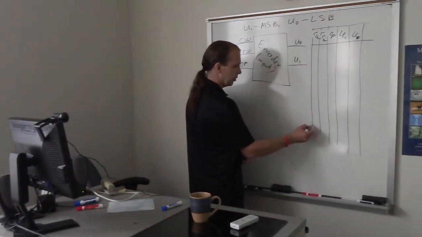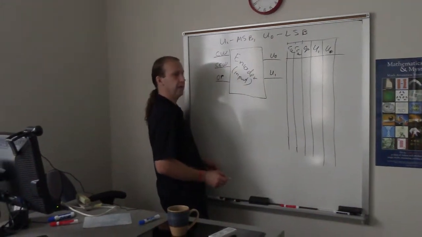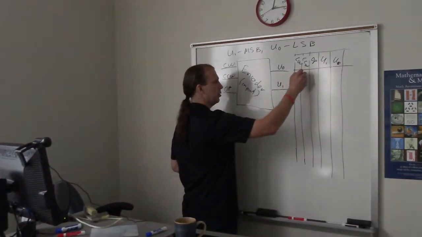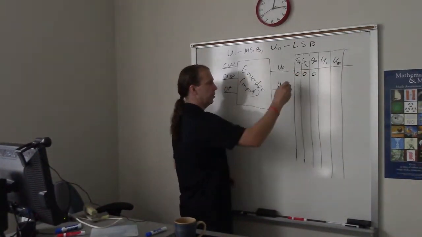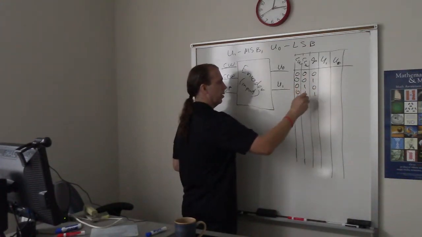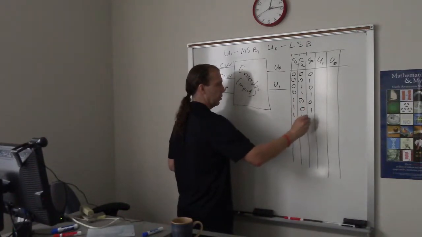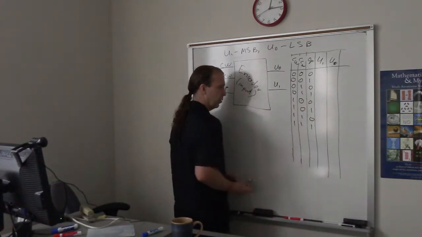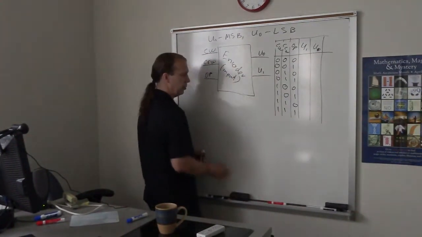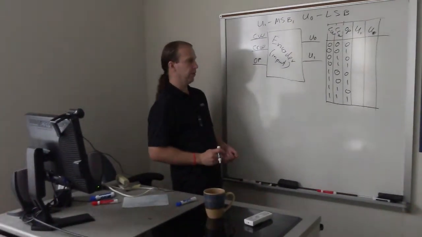And now let us try to fill this table with data. First of all, we want to come up with all possible combinations of input data: 0, 0, 0; 0, 0, 1; 0, 1, 0; 0, 1, 1; 1, 0, 0; 1, 0, 1; 1, 1, 0; 1, 1, 1. So 8 possible combinations, because we have 3 bits and 2 to the power of 3 is 8.